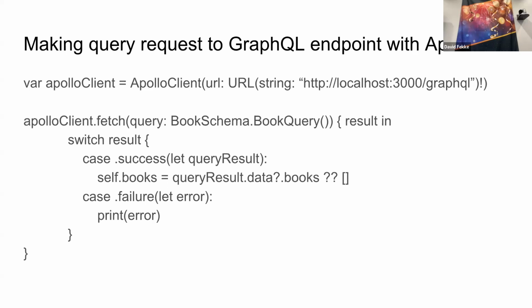And then it takes in its own input here. If it's successful, it'll take a query result. If it's not successful, if it's a failure, it gets an error. And so here I'm just printing the error. And for the success, I'm just taking the result set, grabbing the data and looking for a books property. And if that is null, or nil, since Apple calls things nil, then I just return back an empty array of books.